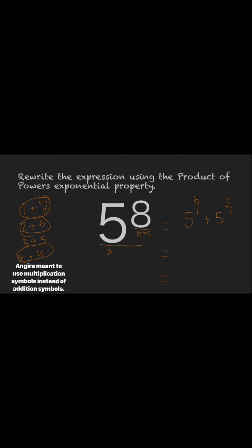So we can rewrite it knowing that 2 plus 6 is also equal to 8. We can write it as 5 to the 2nd power times 5 to the 6th power. And similarly, we can rewrite 5 to the 8th power as 5 to the 4th power times 5 to the 4th power. And we are done. We have rewritten this in 3 different ways.